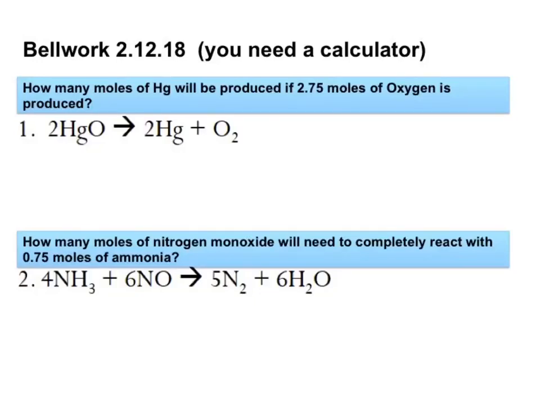Okay, so we are going to put what? 2.75 under oxygen, because it says 2.75 moles of oxygen. And then you're looking for Hg. So under Hg, you're going to put moles with the question mark.